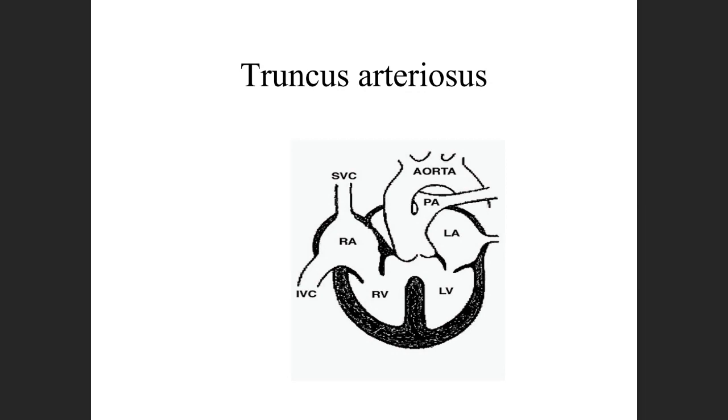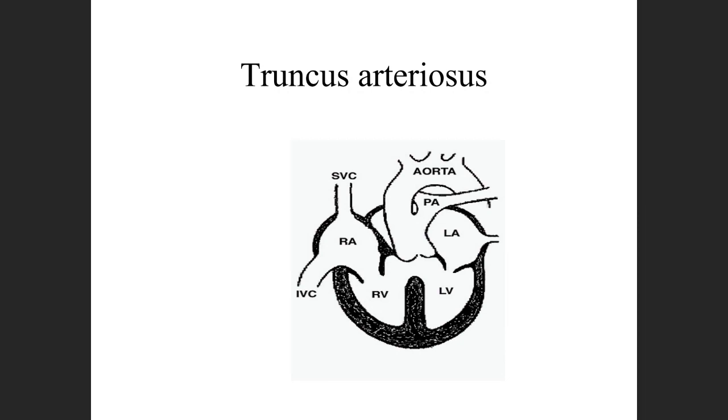But if you see that diagram, IVC is inferior vena cava, RA stands for right atrium, SVC for superior vena cava, RV is short for right ventricle, LV short for left ventricle.